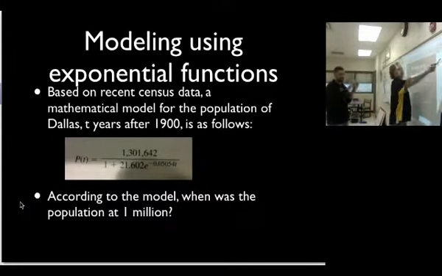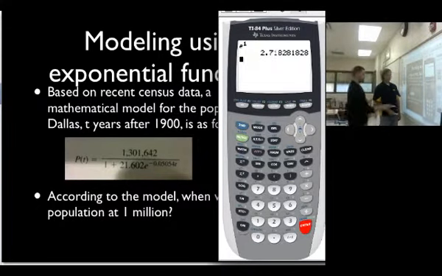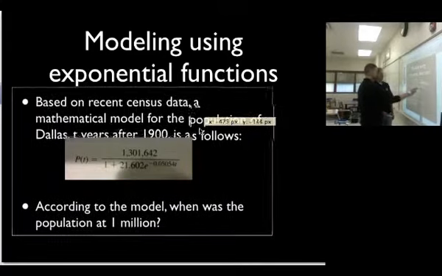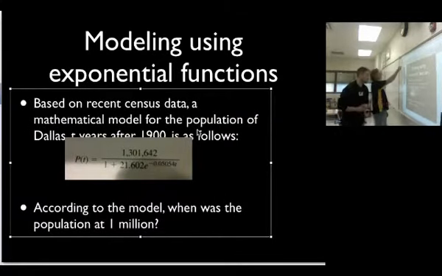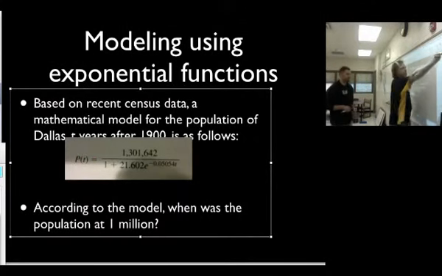So this model gives us the population from 1900 on. But I want to know when P of t is 1 million. When this is 1 million. Right. When the y value, if we were looking at it graphically, is 1 million.